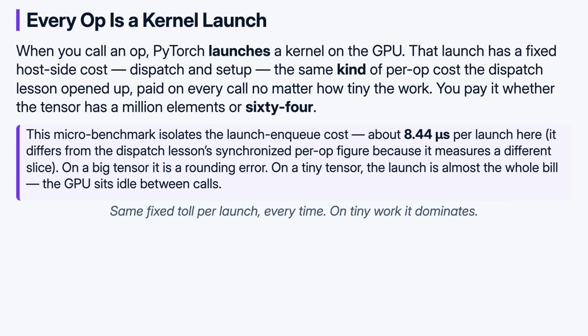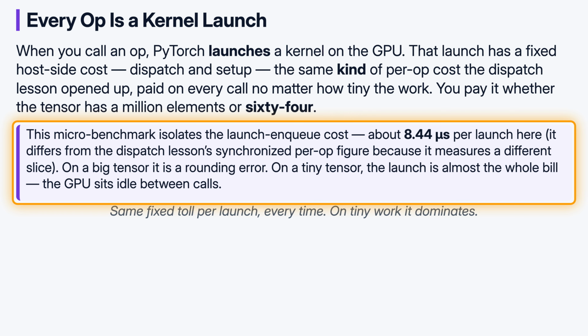Part 1. The fixed toll. When you call an op, PyTorch launches a kernel on the GPU. That launch has a fixed host-side cost. It covers dispatch and setup. It is the same kind of per op cost the dispatch lesson opened up. You pay it on every call, no matter how tiny the work. 1,000,000 elements or just 64, the toll is the same.